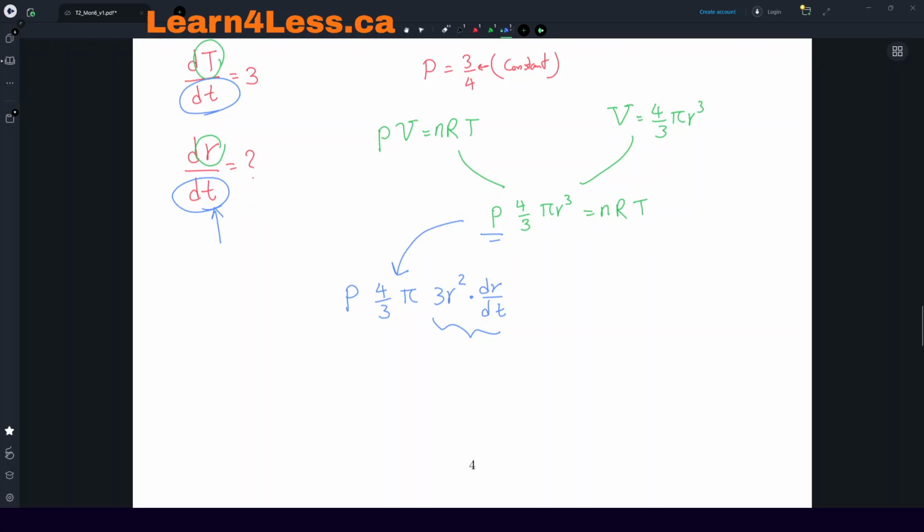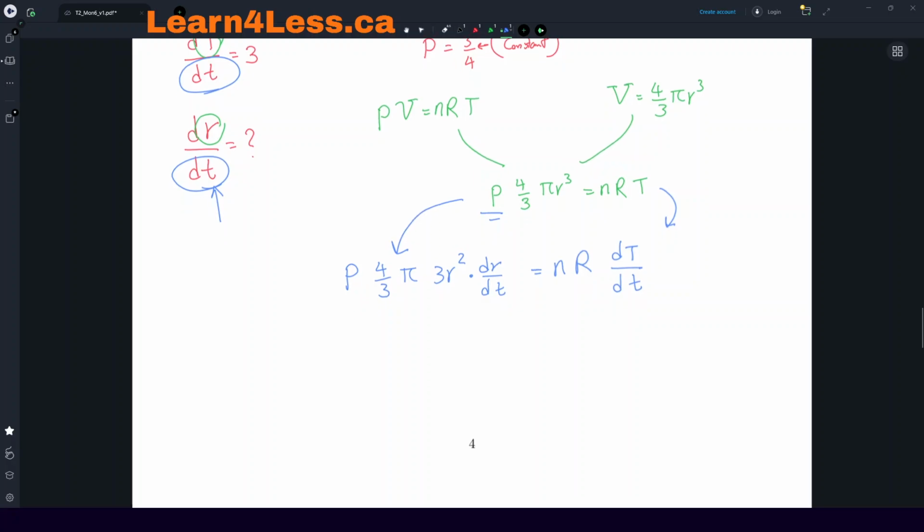Now I have the derivative of the left-hand side. I write the derivative of the right-hand side, where n is constant and r is constant. The derivative of T would be dT/dt, the derivative of temperature with respect to time. So this is how I'm relating the rates, and this topic's name is related rates.